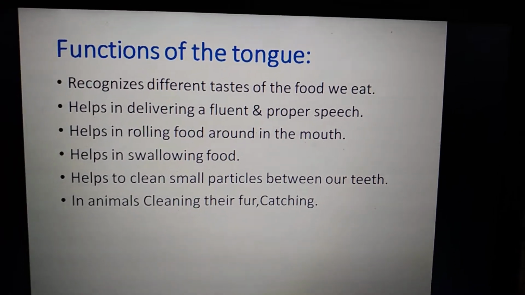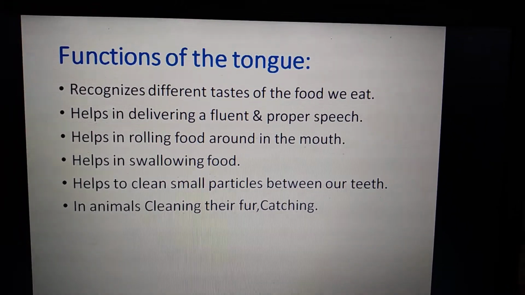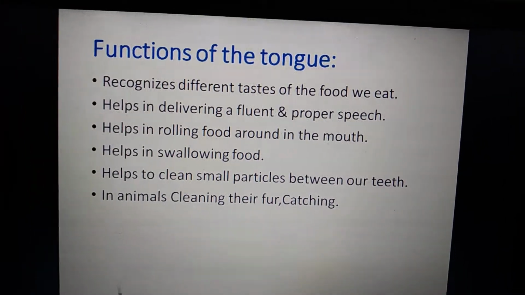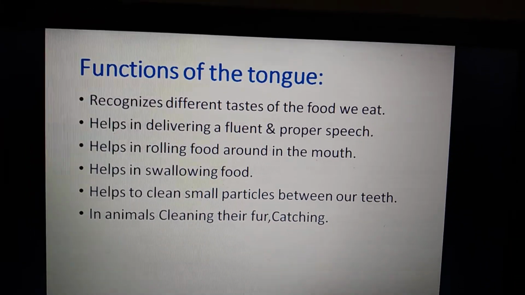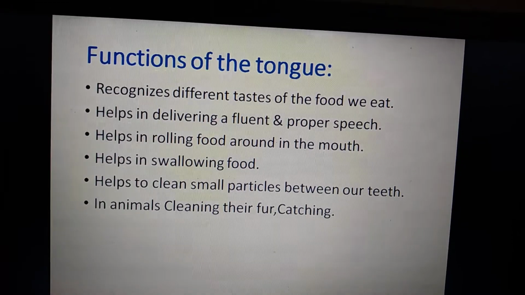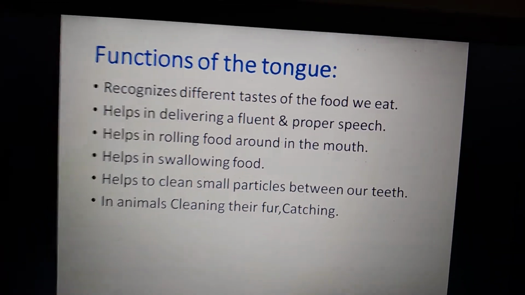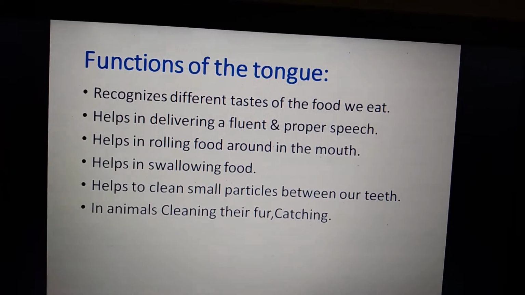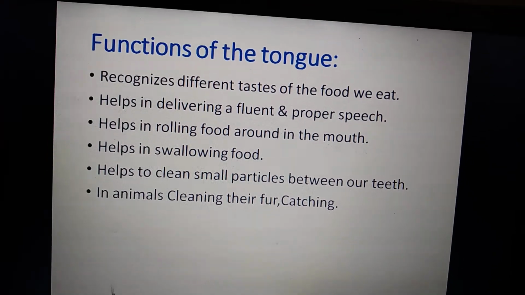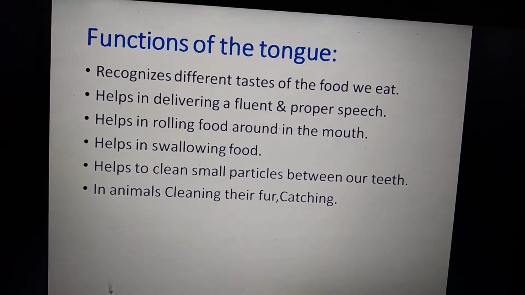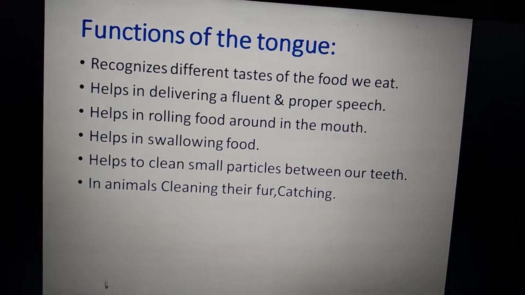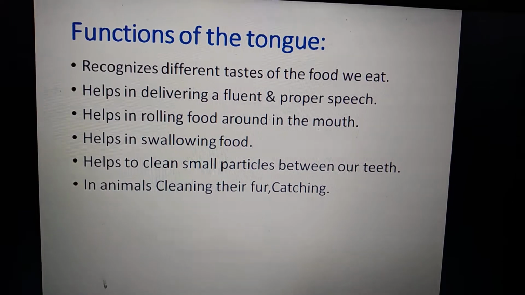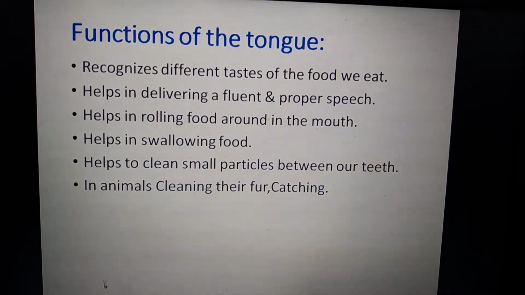It helps in rolling food around the mouth. Whenever you are having food, just observe the tongue, it plays a very important role. It rolls the food inside our mouth, and with the help of the rolling only we are able to chew the food. Also, it helps to swallow the food. After chewing the food we have to swallow, right? Then only it will go and reach our stomach. So it helps to swallow the food.